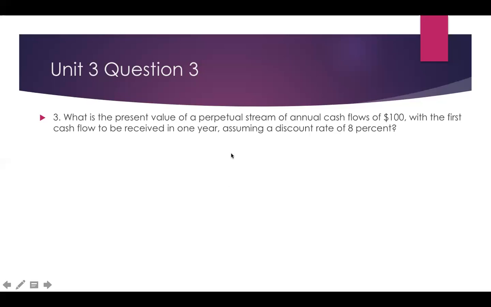All right, let's go ahead and do this one. It's not really too much information here, but ultimately you want to make sure you're pulling out what we already know. We do know that the cash flow is 100, and we also know that the discount rate is 8%. All we need to do is take that 100 divided by the 8%, and that will give us the present value of a perpetual stream of annual cash flows.